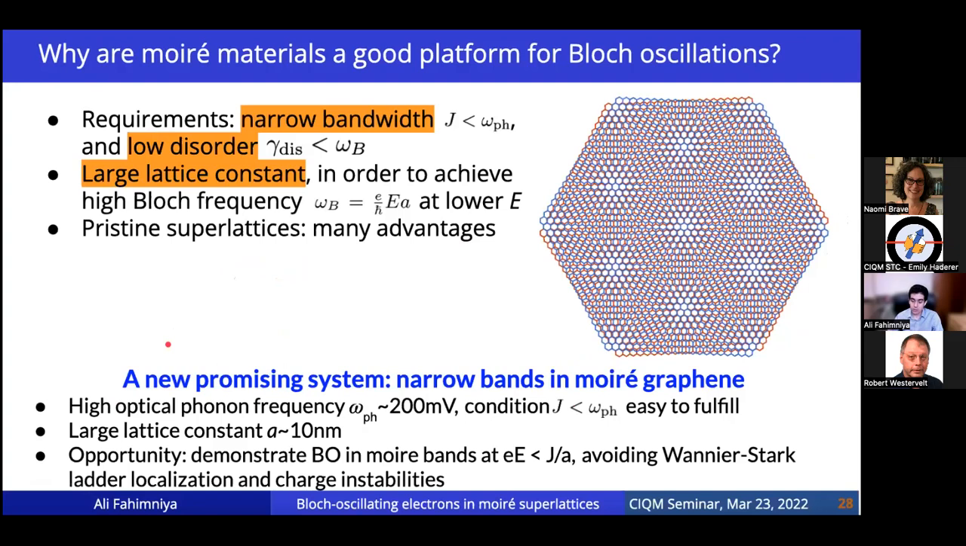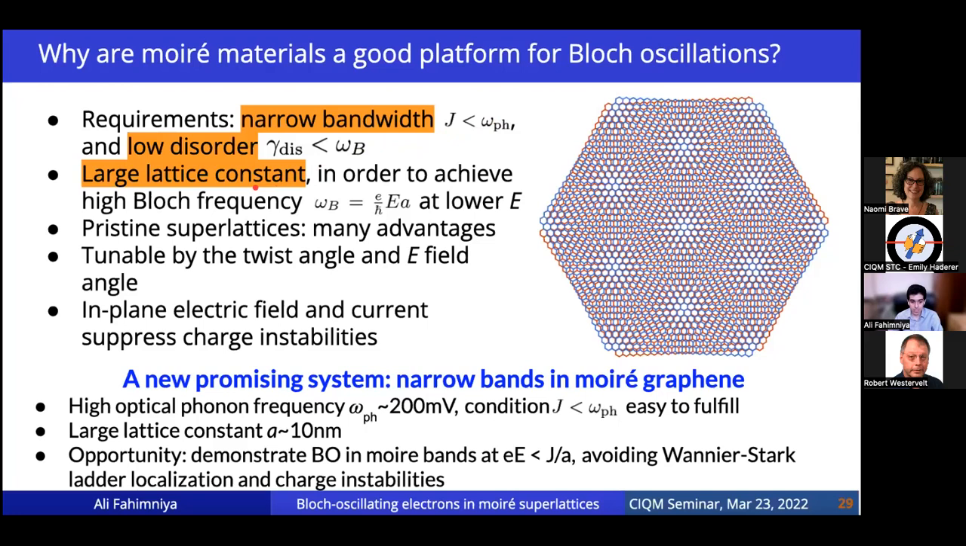And when we check our requirement list against these moiré materials, we see that all of them check. They have the narrow bands and also large phonon frequency compared to the bandwidths. Also, they have ultra low disorder compared to quantum wells because they are pristine crystals, and large periodicity, which is actually similar to that of quantum well superlattices. And even more, as I showed, the bandwidths and the moiré period both are tunable by the twist angle. And we believe that the charge instabilities will be suppressed in the 2D layout of these materials because of an existence of a nearby metallic gate that is going to induce a constant chemical potential and as a result, a constant charge density.